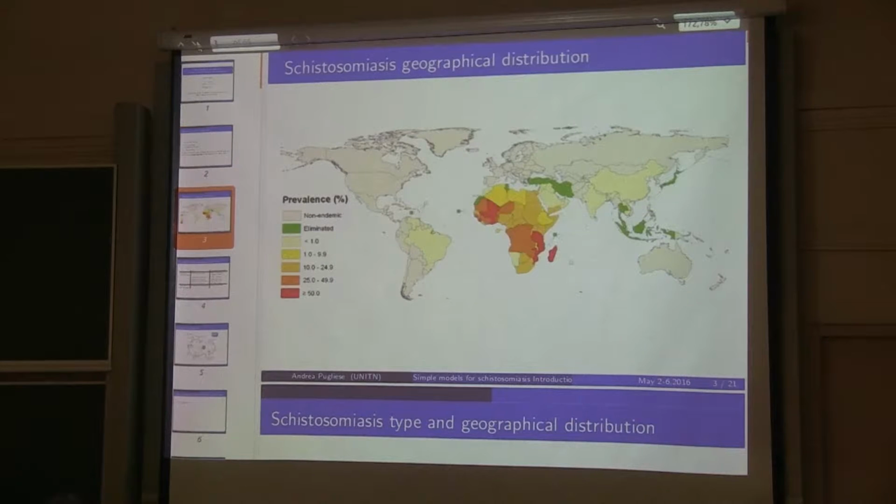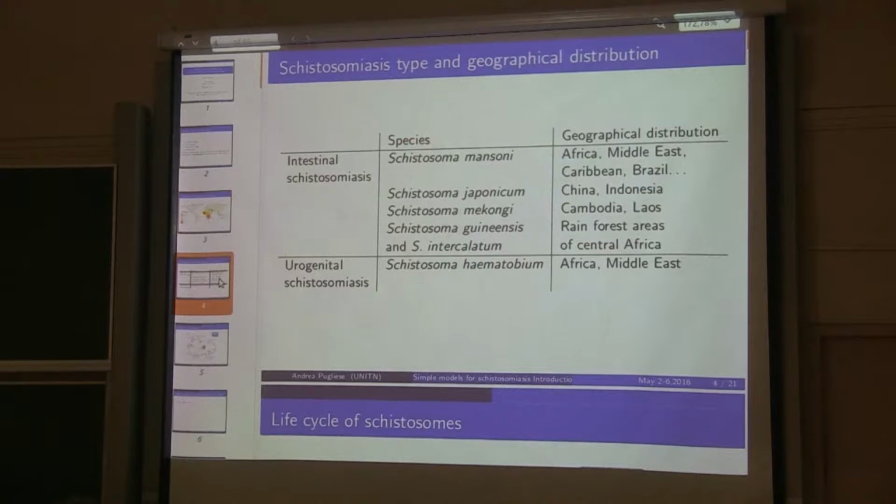This is just a picture that I found on the WHO site about the prevalence of schistosomiasis. It's concentrated particularly in a few countries in Western and South Africa. And actually there are several species of schistosomiasis. There are two main forms, one called the intestinal and one called the urogenital. Most models that I've seen are concentrated on Schistosoma mansoni, the intestinal form that is widespread in Africa and somehow in South America. And there are other species.